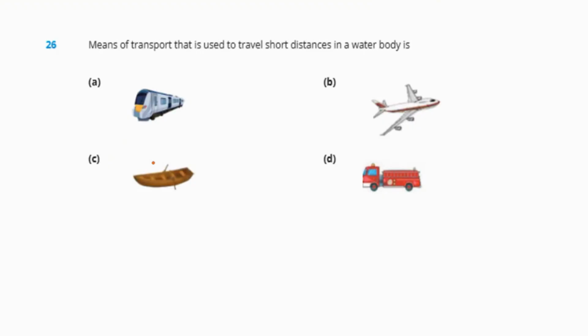Next, the means of transport that is used to travel a short distance in a water body is option C, boat, right? So we can use the boat. Here the options are A, B, C, and D. A is the metro, the second one is an aeroplane, the third one is a boat, and the fourth one is a fire truck. So a boat is used to travel short distance in water body. Option C is the correct answer.